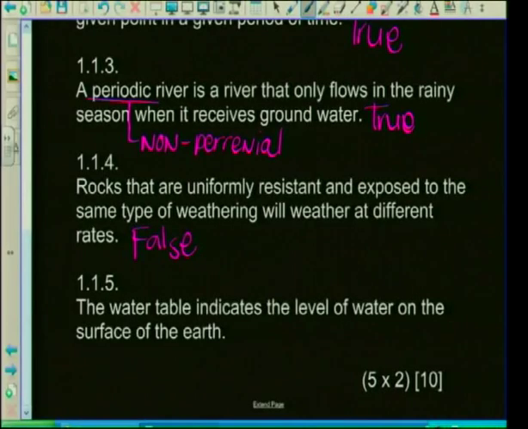Lastly, 1.1.5, the water table indicates the level of water on the surface of the earth, and that is false as well because the water table is found below the surface of the earth.